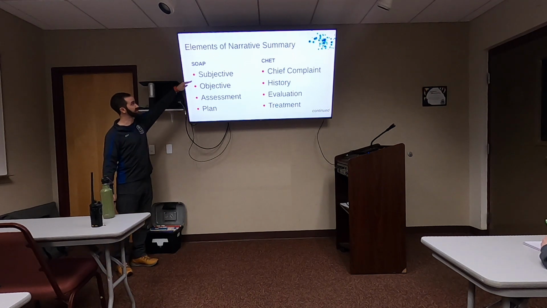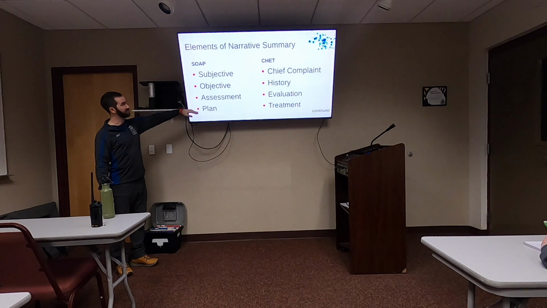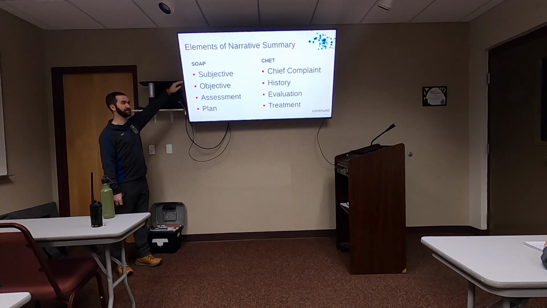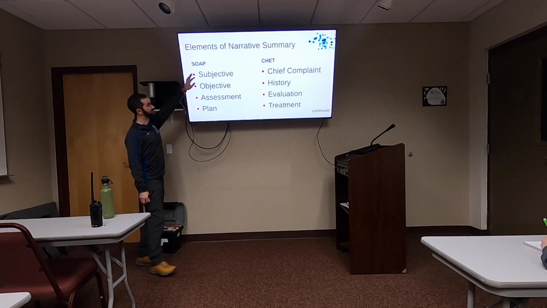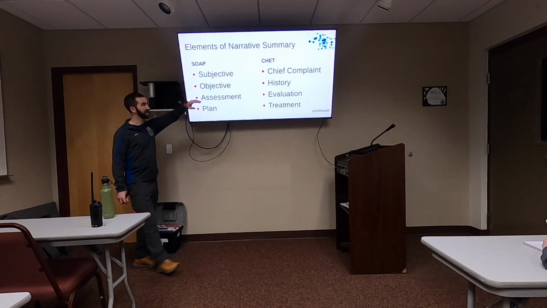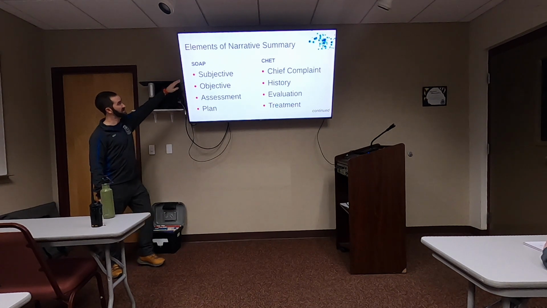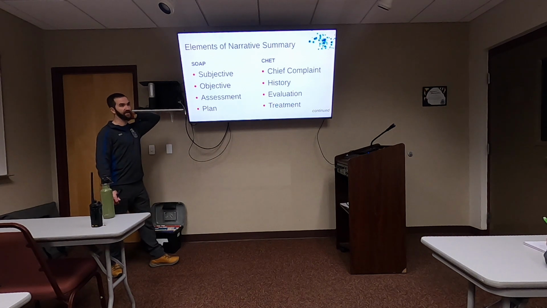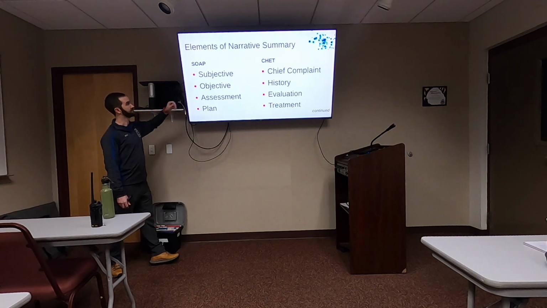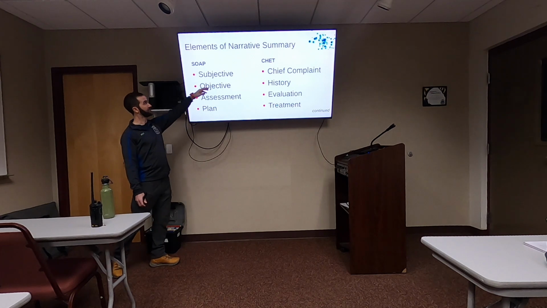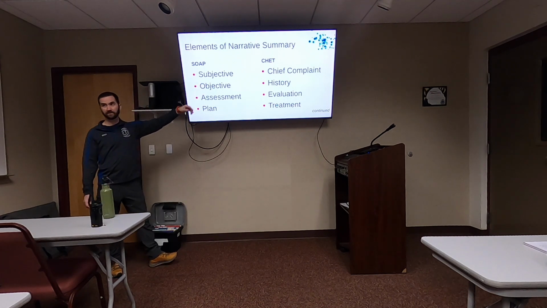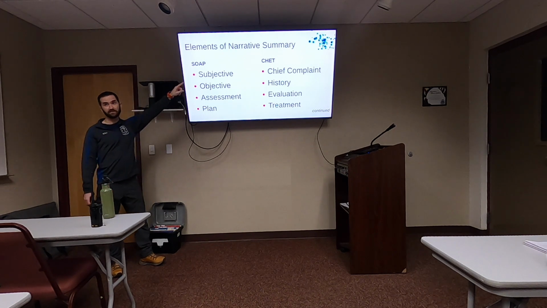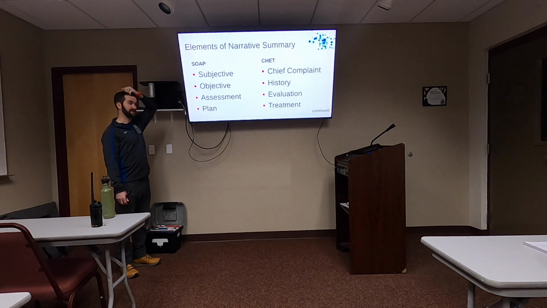So each of these things represents basically a paragraph in your narrative. You start off with all the subjective stuff. Like dispatched for whatever it was, one vehicle accident, patient complaining of cervical pain around C5, states they have whatever medical history, allergies, that kind of thing. All of that goes into subjective, whatever they told you, like their pain levels, anything that's not objective.